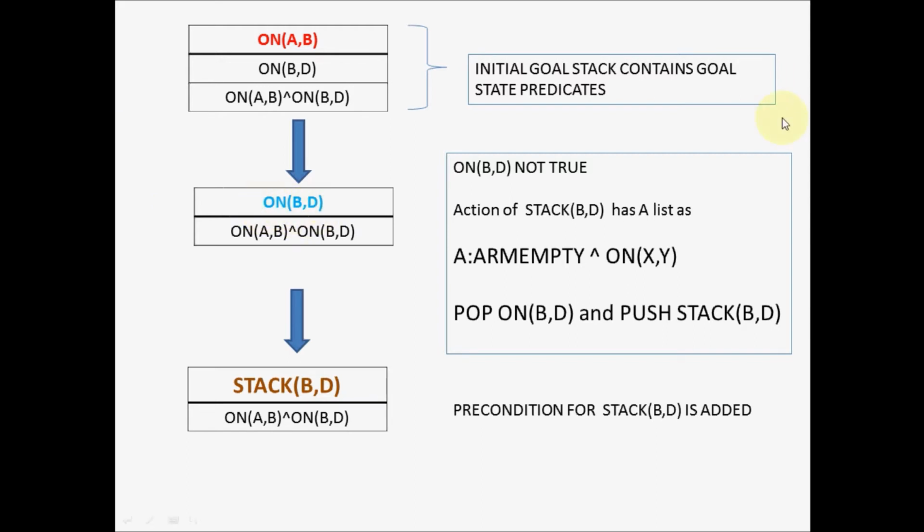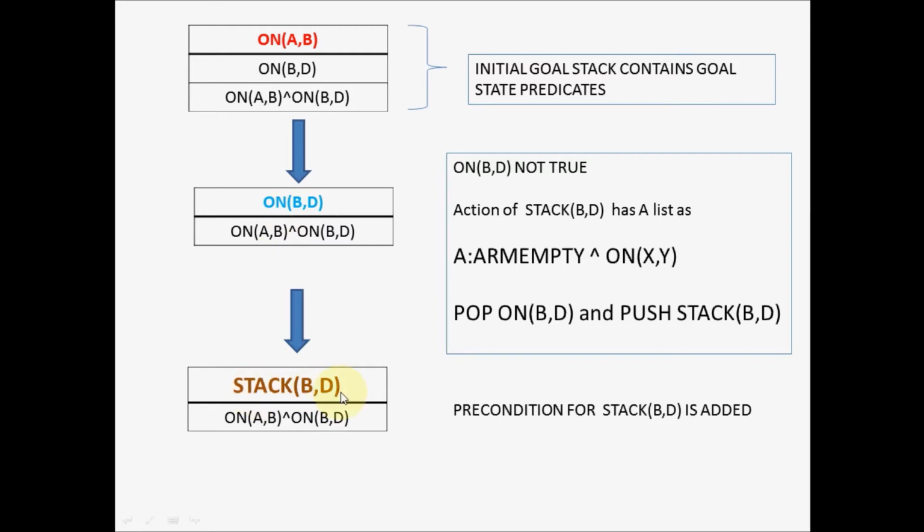So we just found out that the stack action has in its add list something called on x comma y. Since we wanted on b comma d, we had to substitute x with b, y with d, which makes on b comma d true. So once we have found a suitable action, we can now remove this on predicate from the stack, and in its place the action that is going to make the predicate true is pushed. So in place of on b comma d, we have pushed stack b comma d.